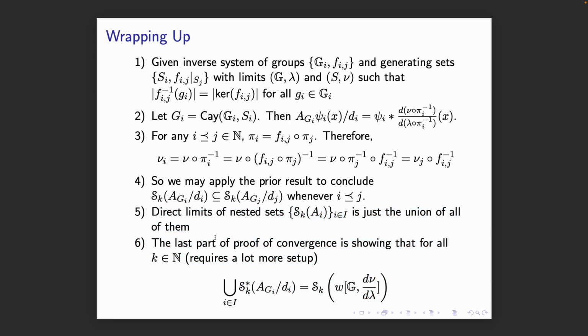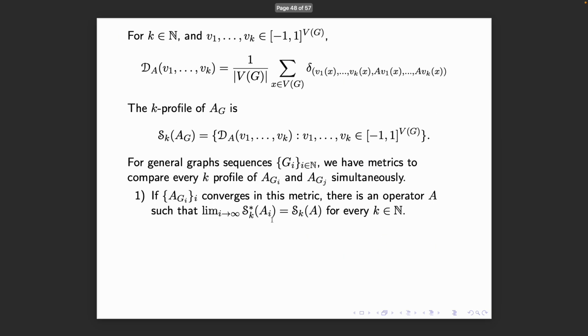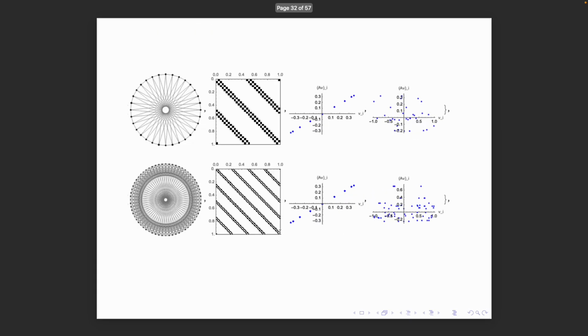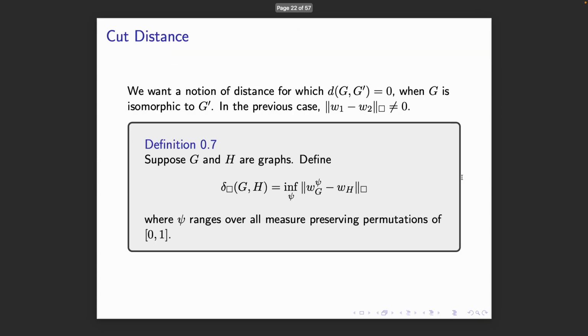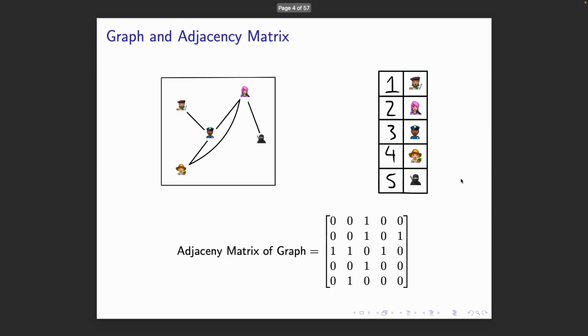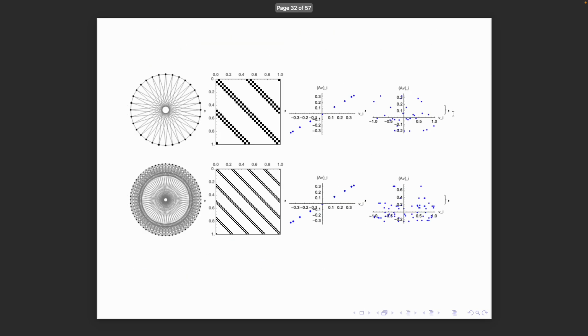I guess the last thing is the direct limit, because I remember I said earlier, let's see if I can find it. The limit of the k-profiles of A_i as i goes to infinity is going to be the k-profile of the limiting operator. When you take the limit of nested sets, and this is actually not exact, it's not exactly a limit because the index set doesn't have to be totally ordered, right? It's not just the natural numbers where i is always less than j.